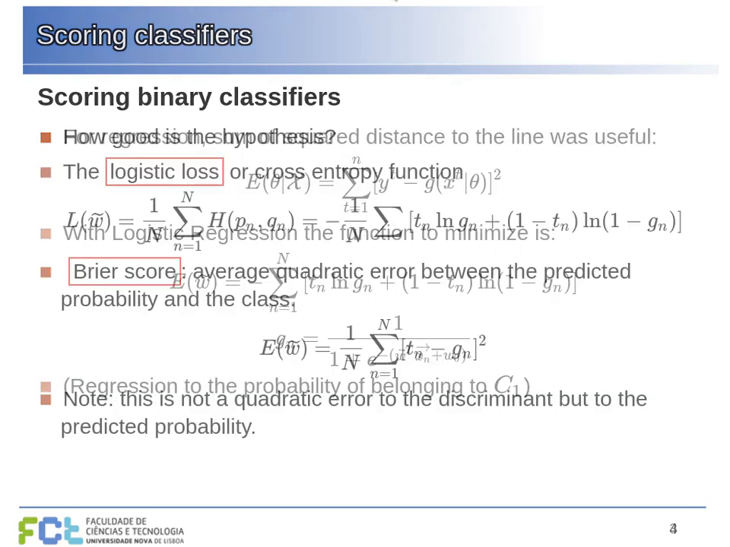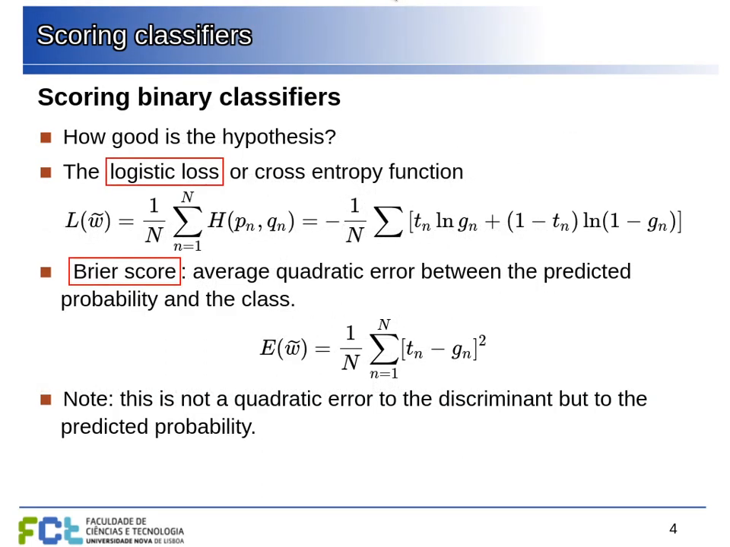So generally for classifiers, we can use different scores for evaluating. We use this logistic loss or cross entropy to optimize the parameters and find the best hypothesis. But then we can look, for example, at the error between the predicted probability and the actual class. So if we have a point of class 1, we would like the predicted probability of belonging to class 1 to be as close to 1 as possible. If the point belongs to class 0, we would like the predicted probability of belonging to class 1 to be as close to 0 as possible, because the point does not belong to class 1.